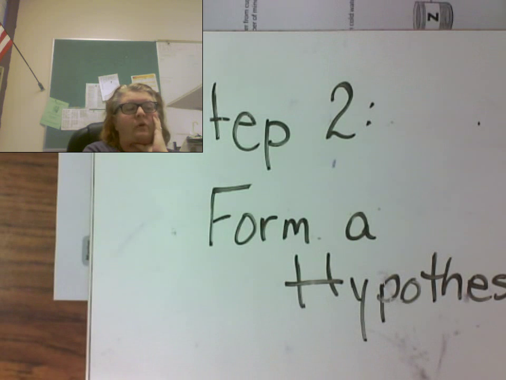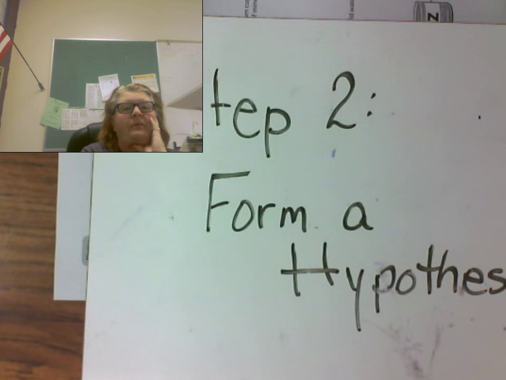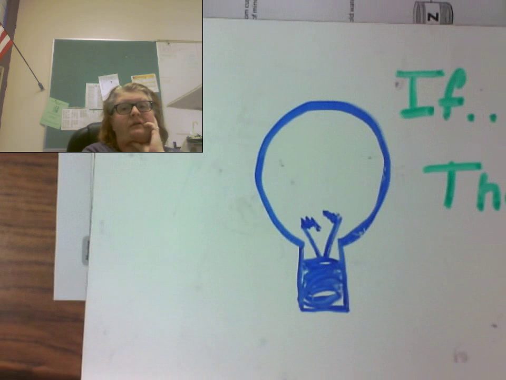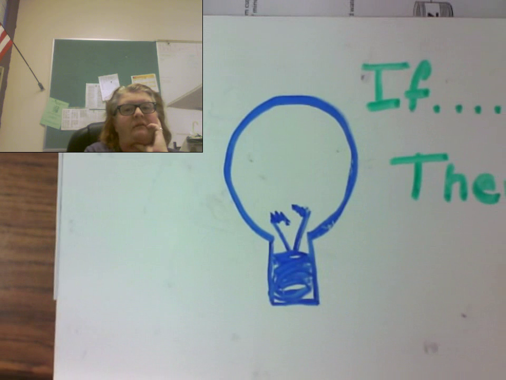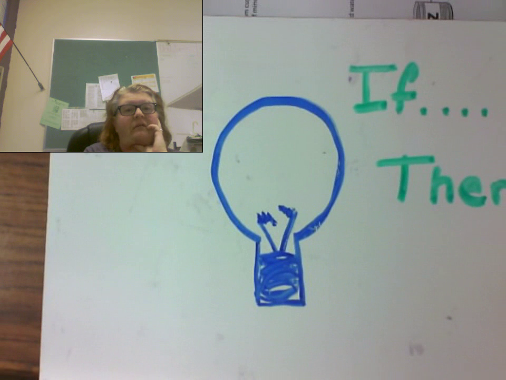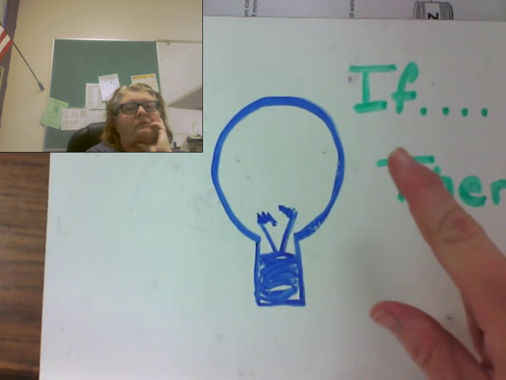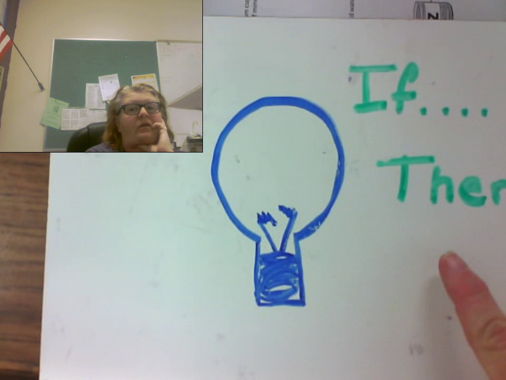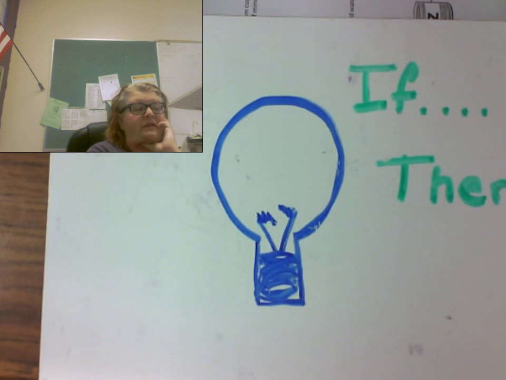Step 2, form a hypothesis. Well, what do you think happened? Why didn't the light bulb come on? Well, I think the light bulb's burned out. So my hypothesis would be something that starts with an if and has a then in the middle. If, then. So I'm thinking it's burned out. If the light bulb is changed, then the light will come on. Simple. That's all there is to a hypothesis.